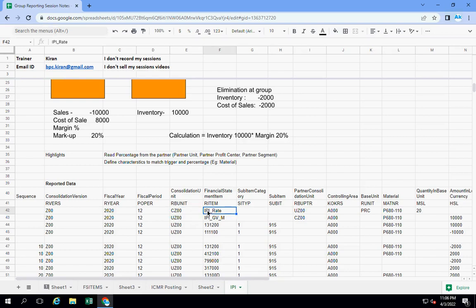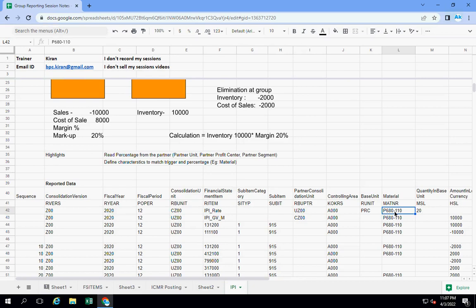What is the margin here? 20%. The 20% I mentioned in the quantity in base unit. And what is the material? P68110. This is the material. You have to maintain this material master data in group reporting, in the consolidation master data fields. And this 20 is percentage. PRC means percentage. So here in the first one, IPI rate, this is the FS item we created. In that I am telling 20% is the markup for this particular material.